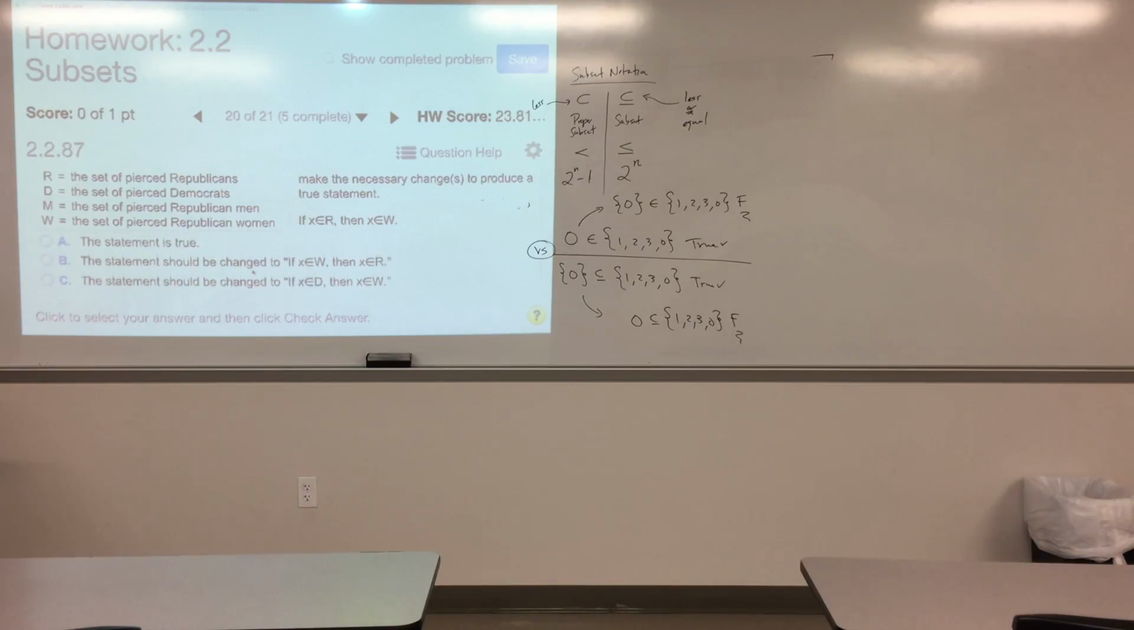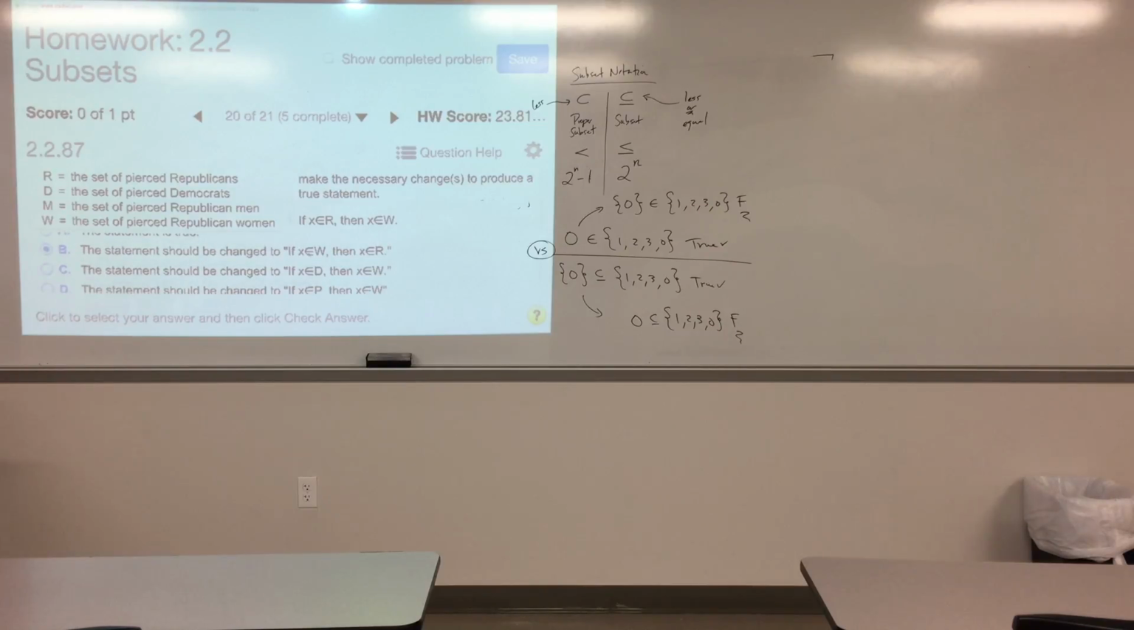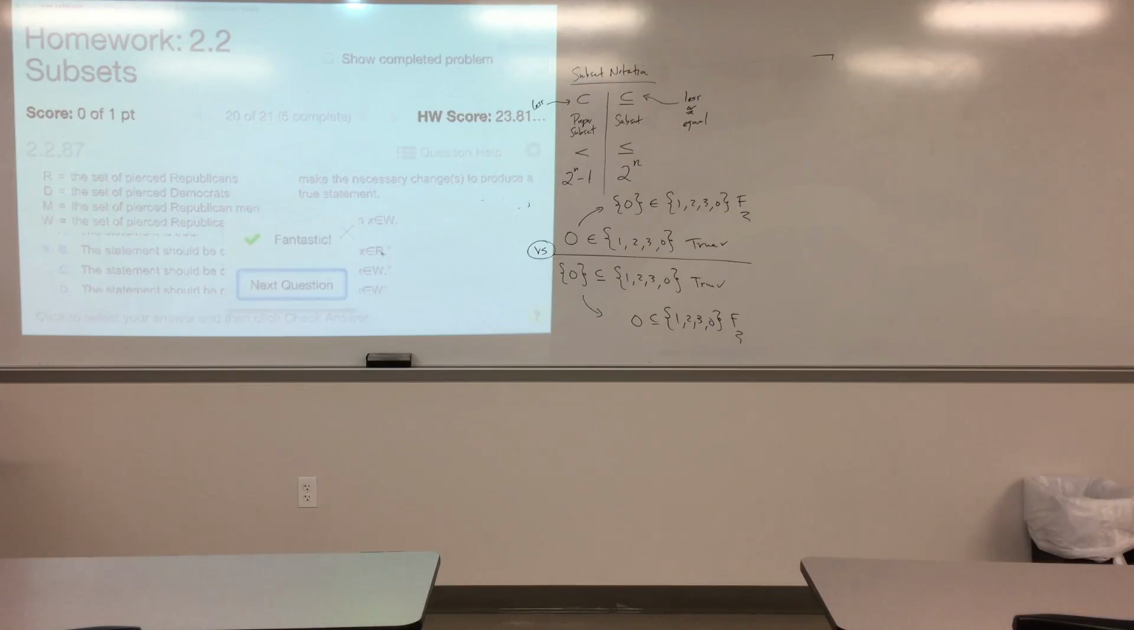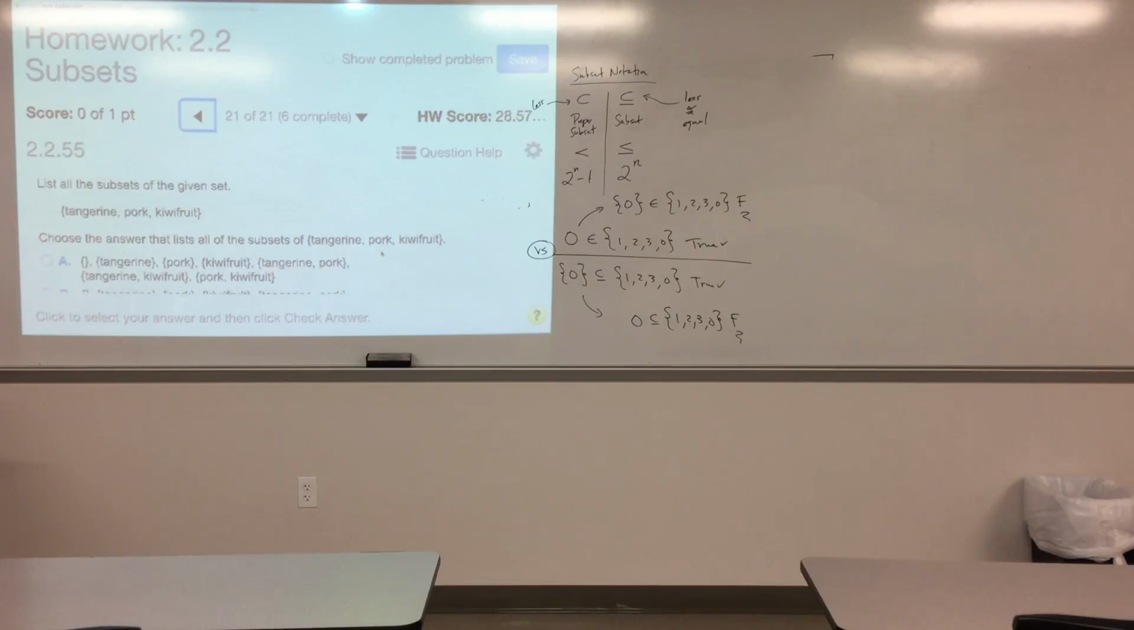And let's take a look at our options. So it's not true. Let's look at this. The best option is what? B. If a person is a pierced Republican woman or a Republican woman with a piercing, then that person must be a Republican with a piercing, and that's it. Okay? And that will do it. That last one is for you to do.